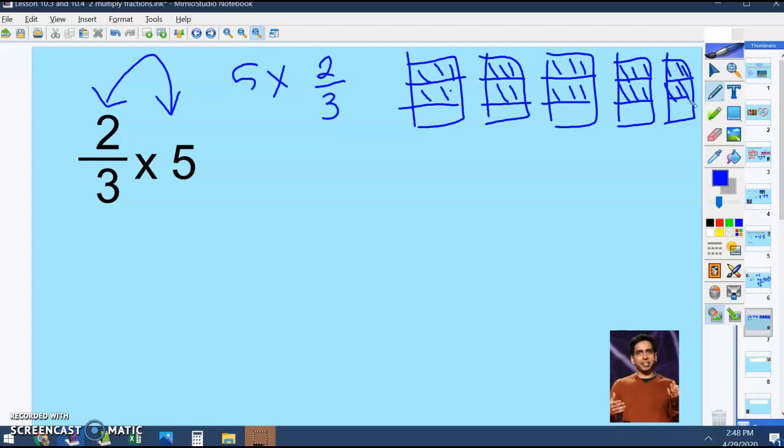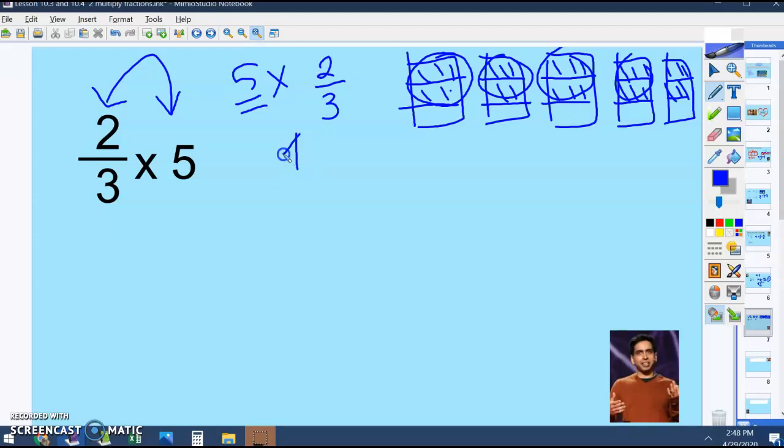So really that's like repeated addition, right? 2/3 plus 2/3 plus 2/3 plus 2/3. So I really need to find out how many groups of 2 do I have. I have 1 group of 2, 1 group of 2, 1 group of 2, 1 group of 2. Oh, I have 5 groups of 2. So if I added these all up and did repeated addition, I would get 10. Or I could do 5 times 2 and get 10.